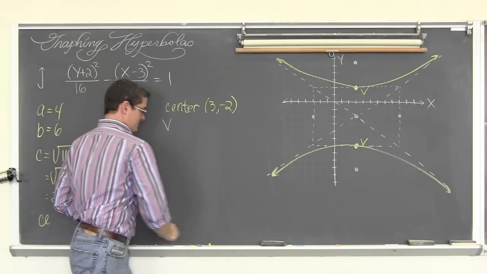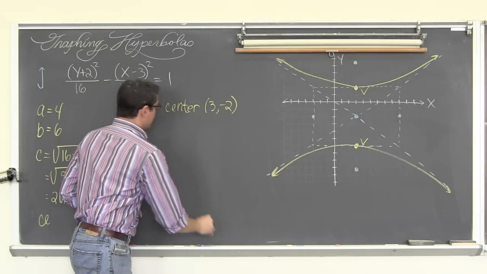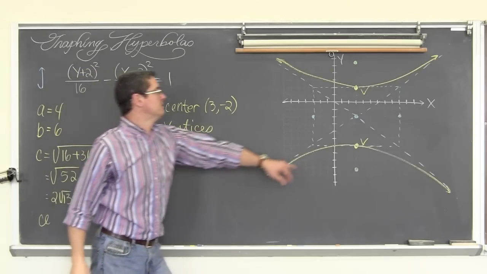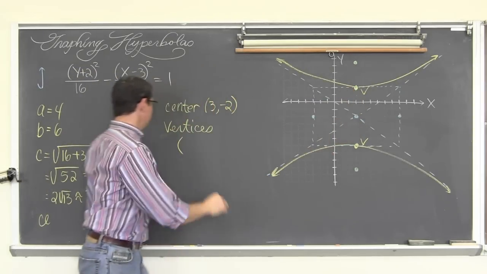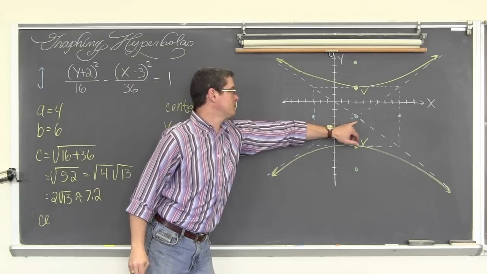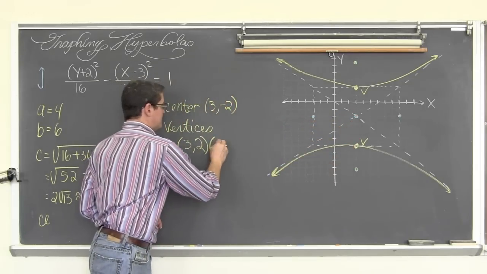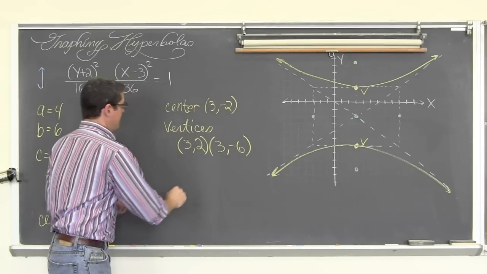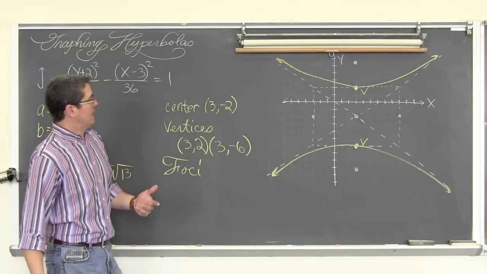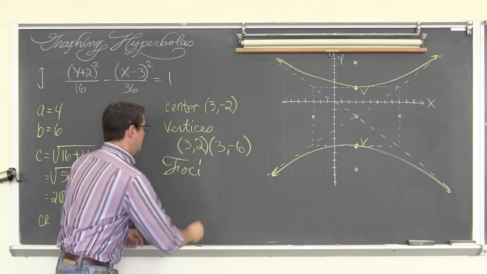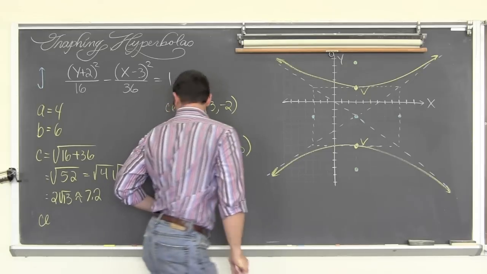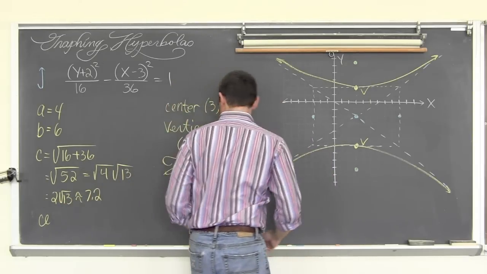So that means our center is at (3, -2). Our vertices are at (3, 2) and (3, -6). And our foci, or focus points, are equal to (3, -2) plus or minus 2 square root of 13.